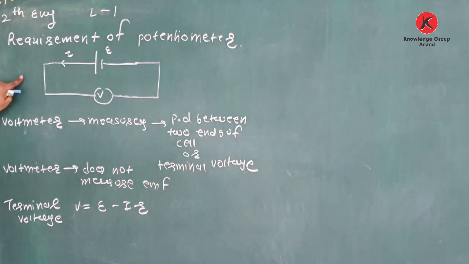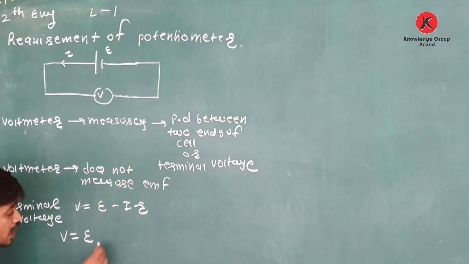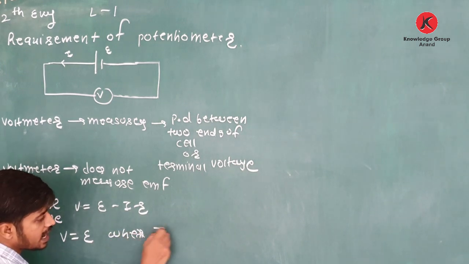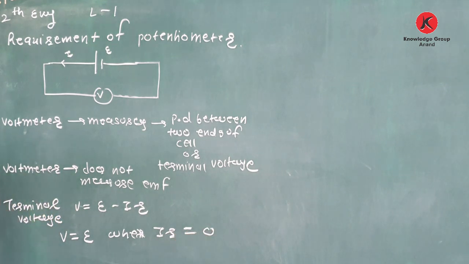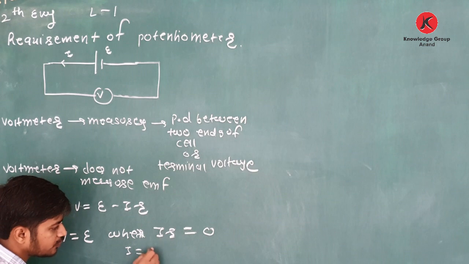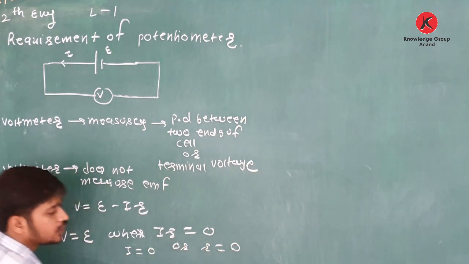So if you connect a cell with a voltmeter, it measures the potential difference between two ends of the cell, or terminal voltage, not the EMF. Then how to find EMF? If you observe this equation, V becomes E, means potential difference is equal to EMF, when Ir is equal to 0. When is it possible? When I is equal to 0 or r is equal to 0.